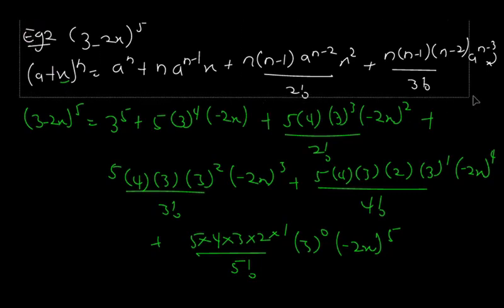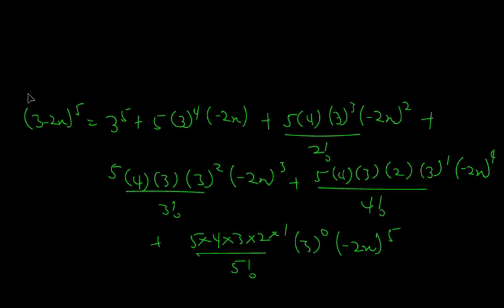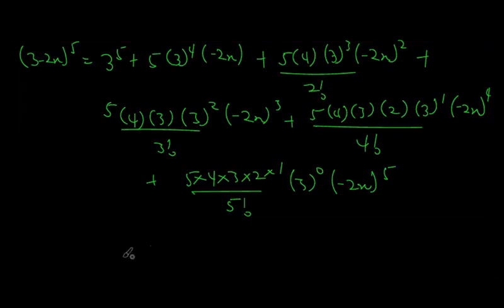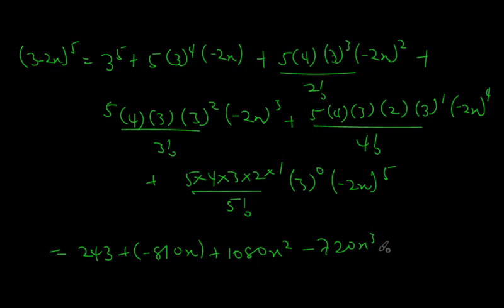So let me get rid of this, and let me bring this up. Okay, so from here 3 raised to the power 5 will give us 243. Then plus, now 5 times 3 raised to the power 4 times negative 2 will give us what? Negative 810x, plus then the whole of this divided by 2 factorial will give us 1080x square. Then the next one will give us negative 720x cube. Then we will have 240x power 4, then minus this, the last example again.